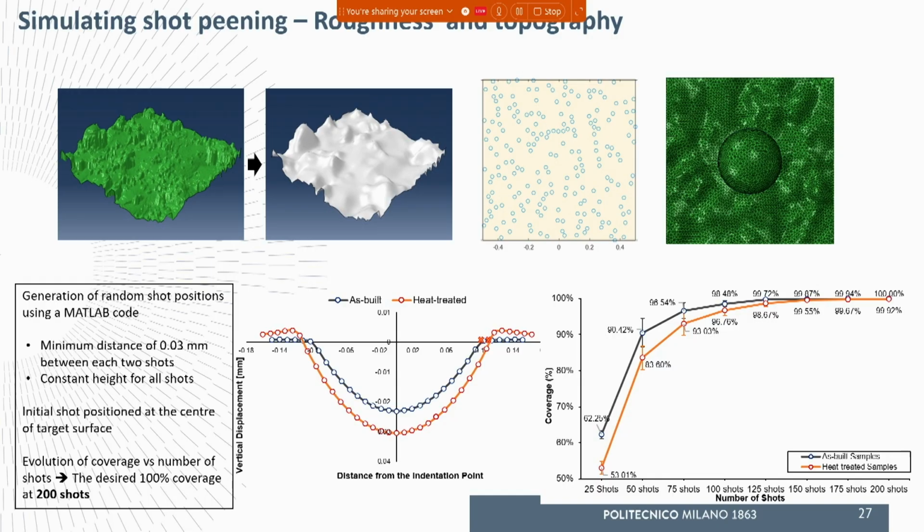Again, the shot peening was simulated using a random sequence of impacts of the shots, following what we have already developed in the previous model, not dedicated to additive manufacturing. And finally, in this case, the desired 100% coverage is obtained after 200 shots.